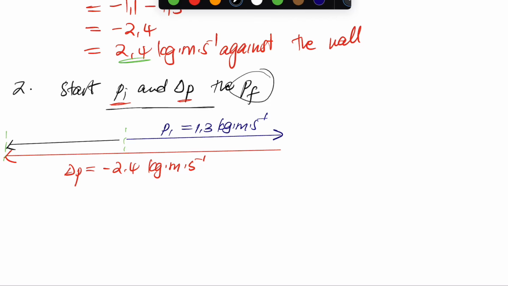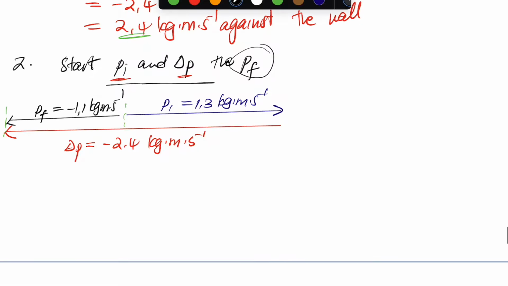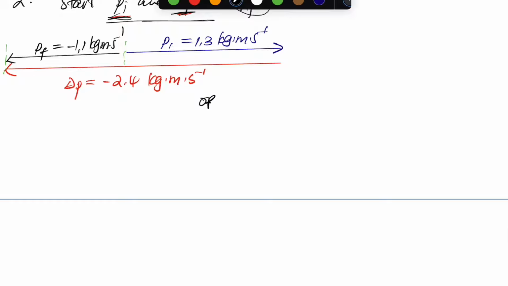So this is the what? This is the P final. The P final is negative 1.1 kg meter per second. That's how you draw a vector diagram. Guys, as I've mentioned before, it doesn't matter which one you started with between the initial and the change. You can start with the change. Okay, let's see when you start with the change. Let's use the change as red. Let's start with the change here. The change, do you see? I started with the change. The change is 2.4, right?